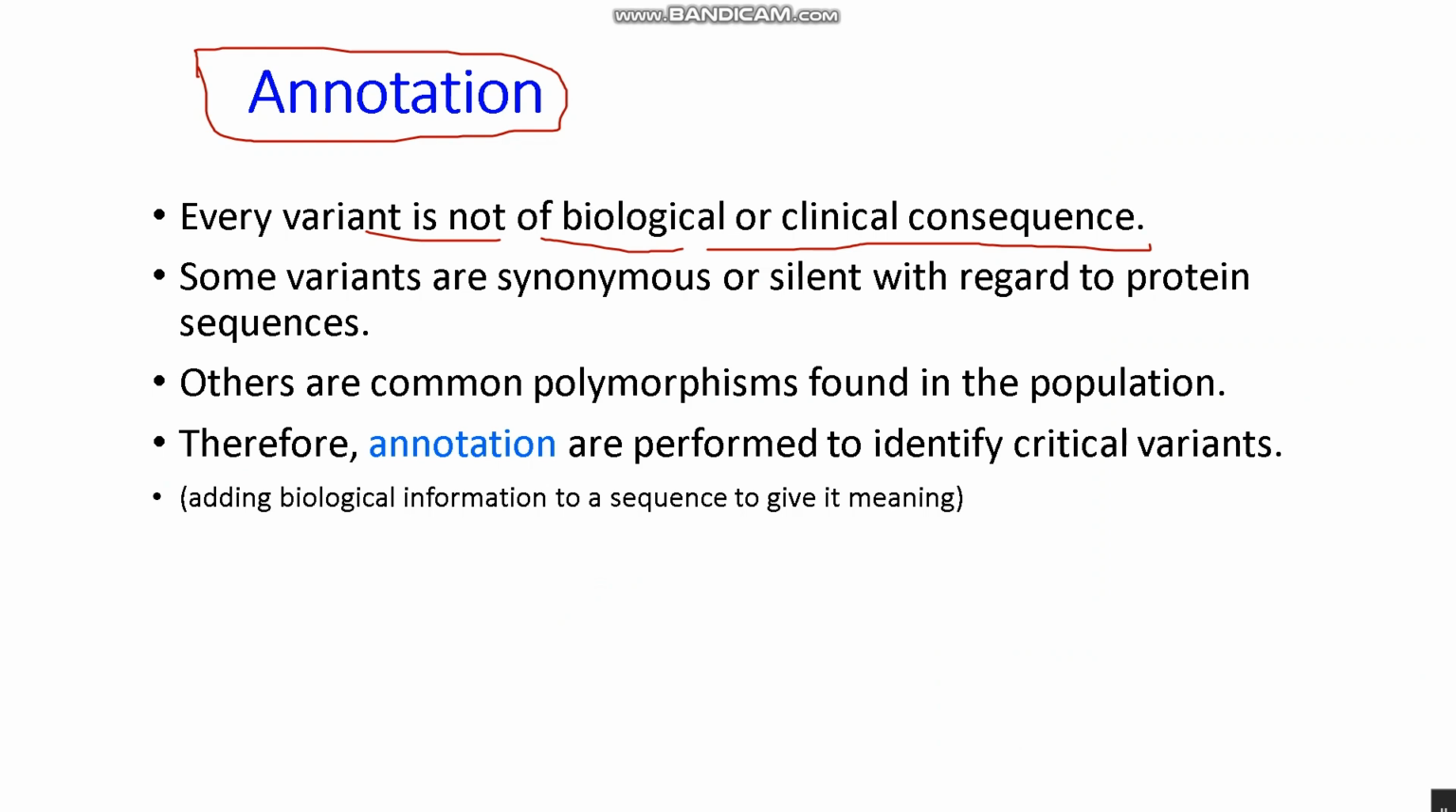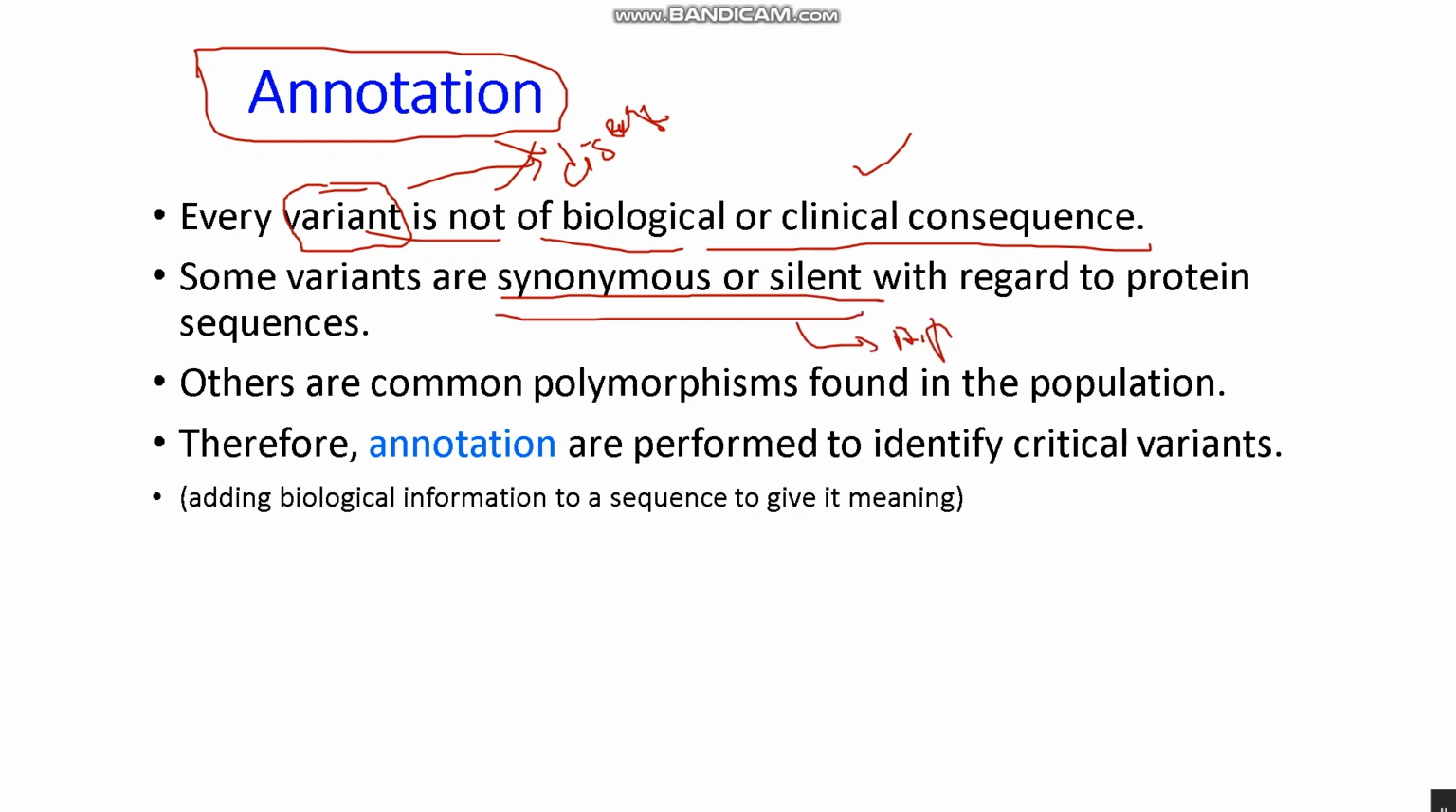As we all know, not all variants cause disease. Some variants are synonymous or silent, which doesn't change the amino acid, so the protein sequence is not changed and they don't cause disease. Some may be SNPs that are not involved in causing the disease. So annotation is very important.